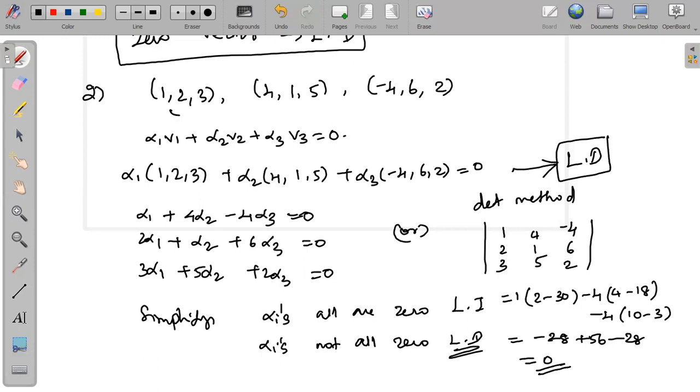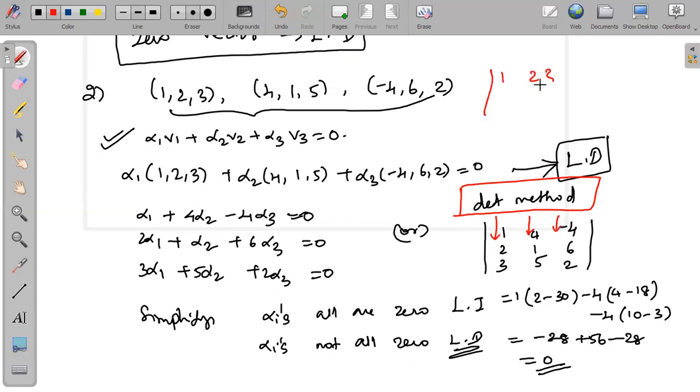So this set of vectors is linearly dependent, either by doing these steps or by using the determinant method. But one important thing while doing the determinant method: the vectors you have to write in vertical mode. If you write them like 1, 2, 3 in horizontal mode, the result may vary. So don't use that. Use the vectors in vertical mode, so that if the determinant is equal to 0, it is linearly dependent. Not equal to 0 gives linearly independent.